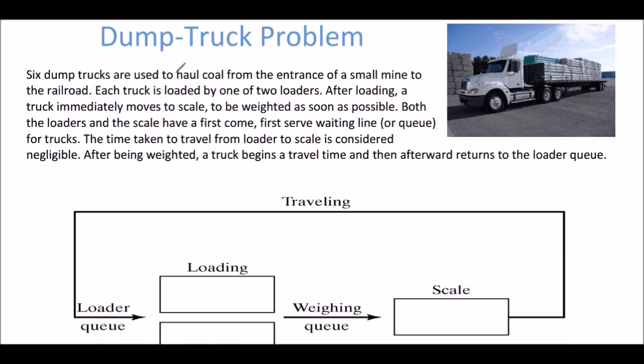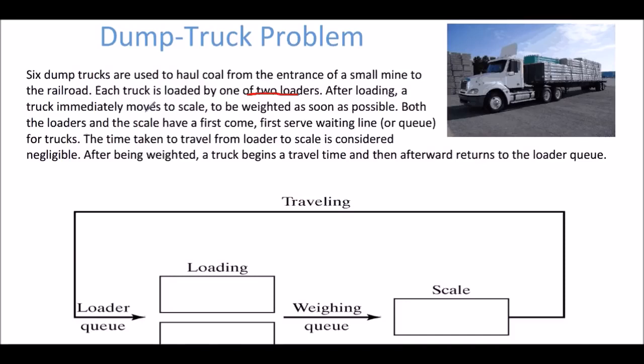It says 6 dump trucks are used to haul coal from the entrance of a small mine to the railroad. Each truck is loaded by one of 2 loaders. So you can have 2, 3, 4, however many loaders. Similarly, you can have however many trucks you want: 10, 20, 30, depending on the kind of example you're looking at.